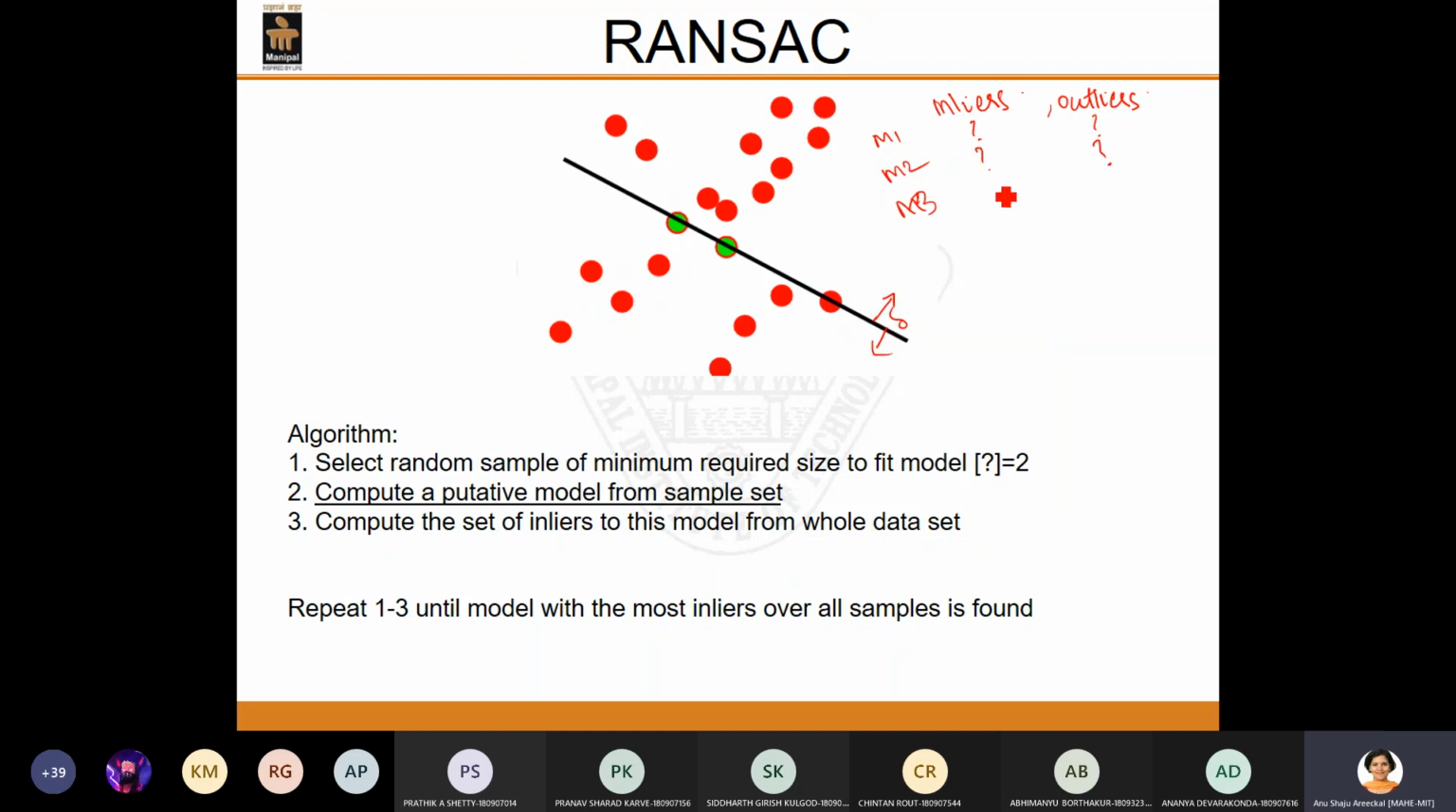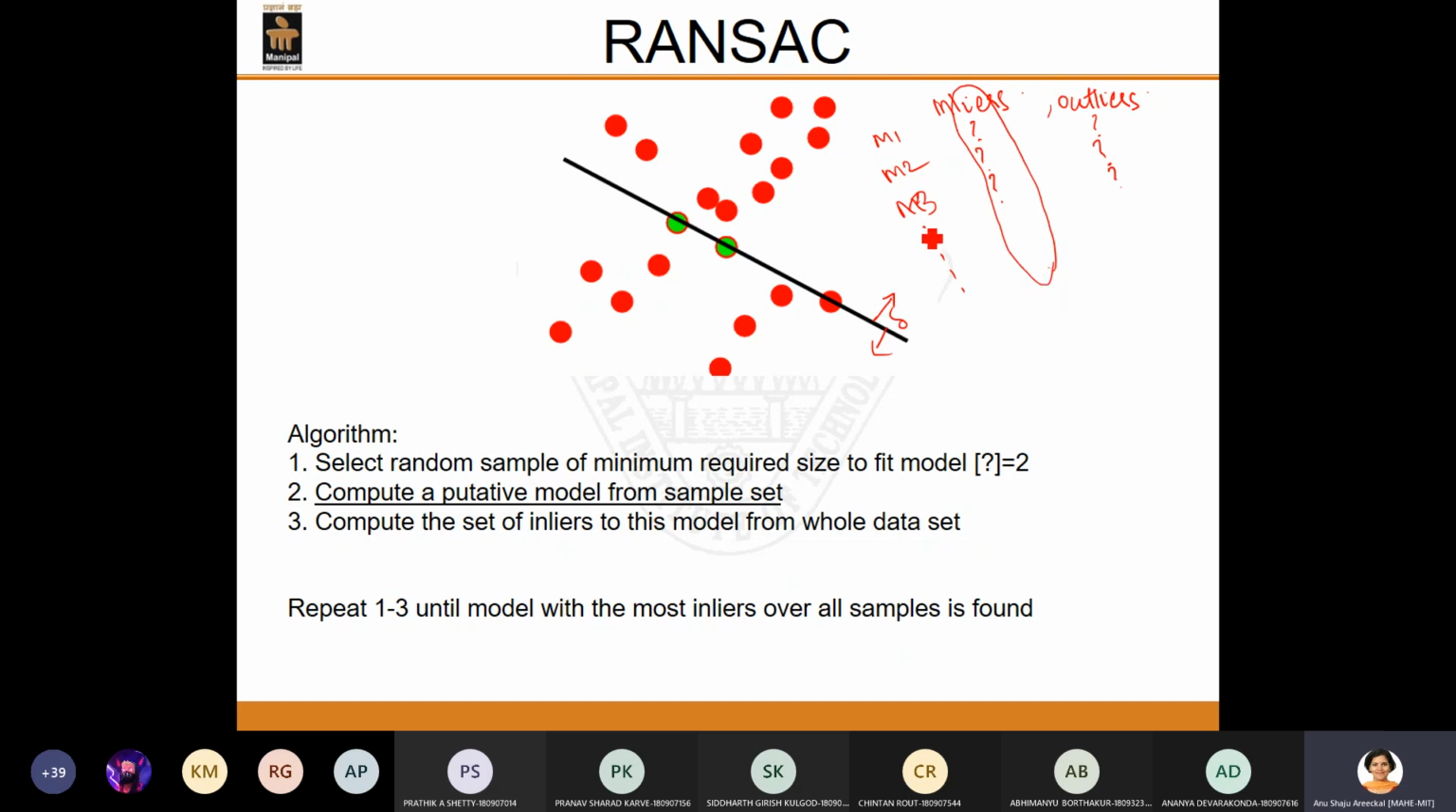So for each iteration you have two random points, and you have fitted the models and found the inliers and outliers, and this is repeated for a few iterations. Now from among all these we try to find the model which has the maximum number of inliers. So what we are saying is the best fitting model, or the best line estimate, would be the one which has the maximum number of inliers.